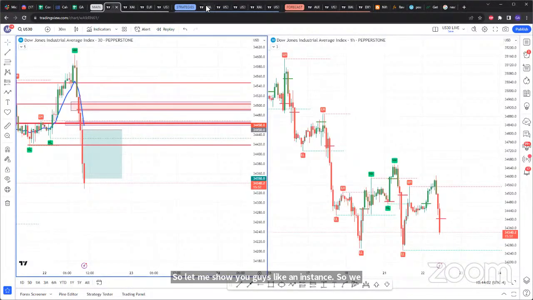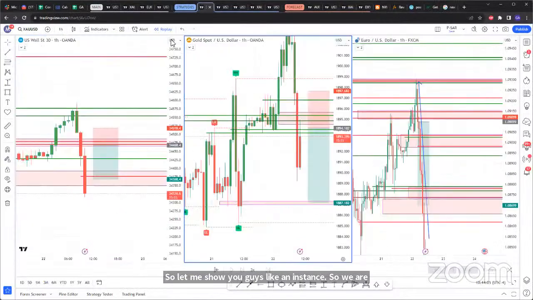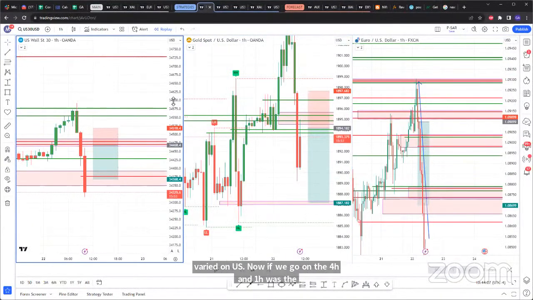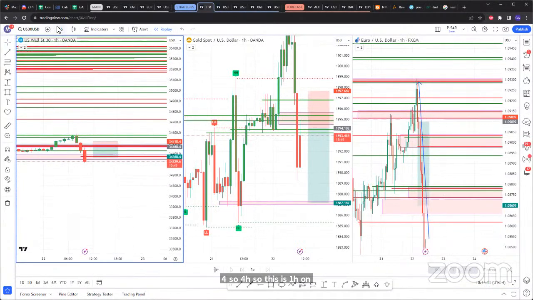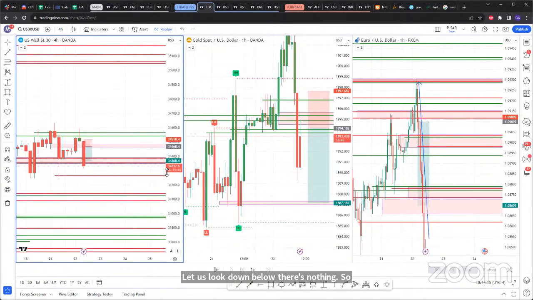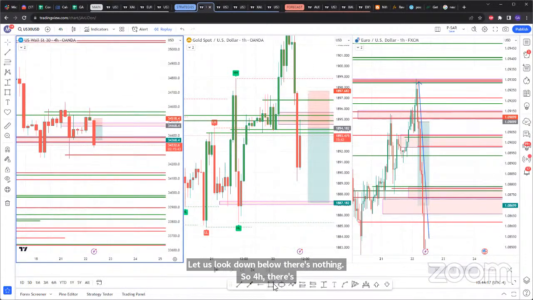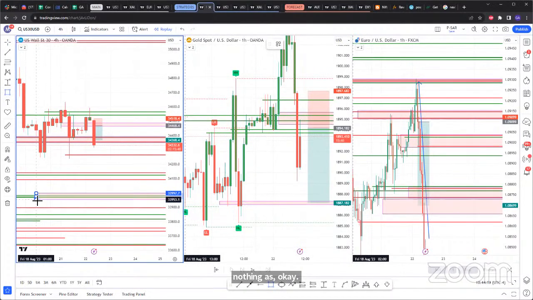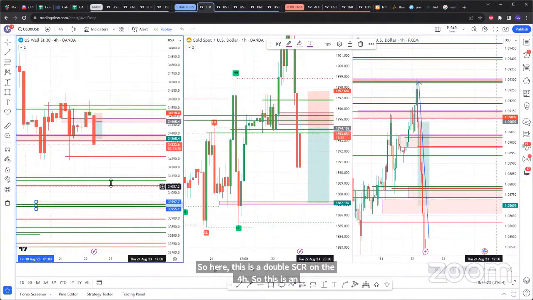Now, if we go on the 4 hour and 1 hour, where's the 4 hour? So this is 1 hour on US 30. Let us look down below. There's nothing. On the 4 hour, there's nothing as well. Okay, so here, this is a double SAR on the 4 hour. So this is an area you can possibly look to buy if you wanted to.